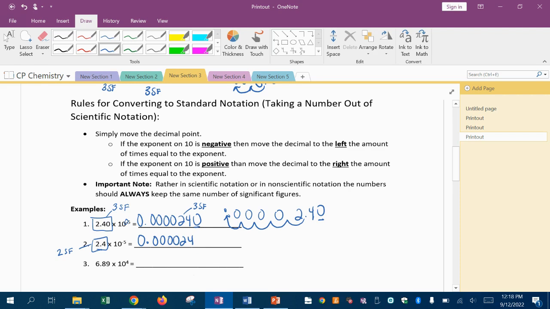Number 3, this time we have a positive exponent here. So we have a positive exponent, so we're going to move it 4 times to the right. So 6.89, 4 times, 1, 2, 3, 4. Add your zeros in. 6, 8, 9, 0, 0. So there's your answer. These zeros are not significant because there's 3 significant figures here. So you keep it 3 significant figures here. So this is 3 significant figures. This has 3 significant figures.